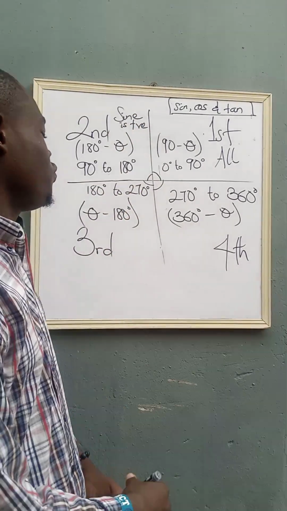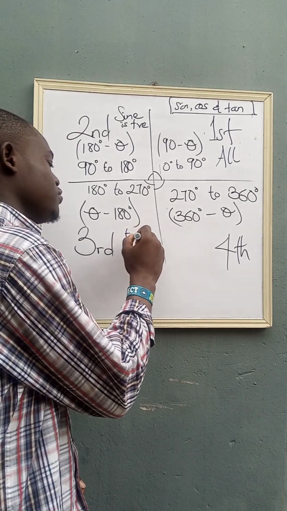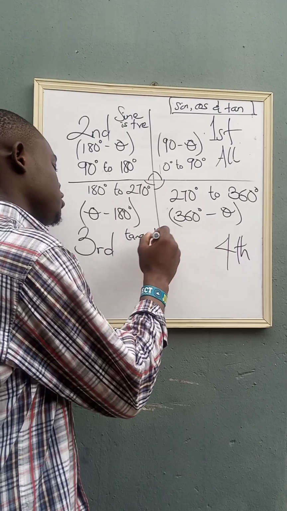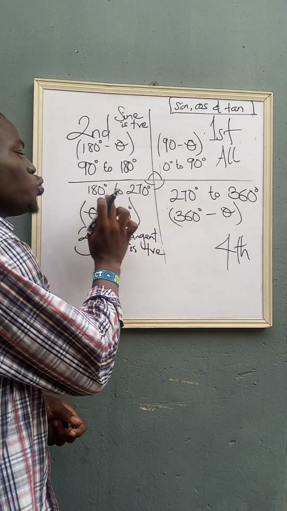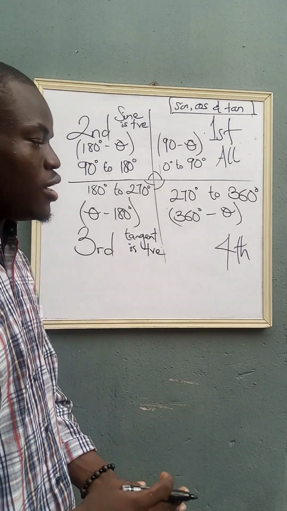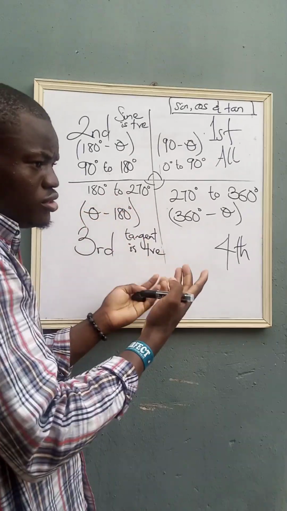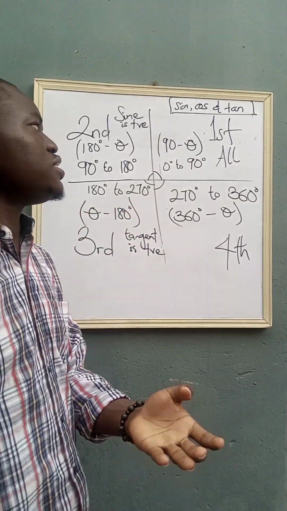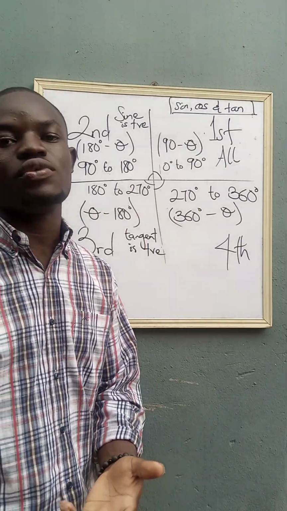For our third quadrant, tangent is positive. That means it is only the tangent of the angles between 180 degrees and 270 degrees that will give you a positive result. If you have the sine of angles from 180 to 270 degrees, within that range you have a negative answer. If you have cosine of angles within this range, you have a negative answer also.